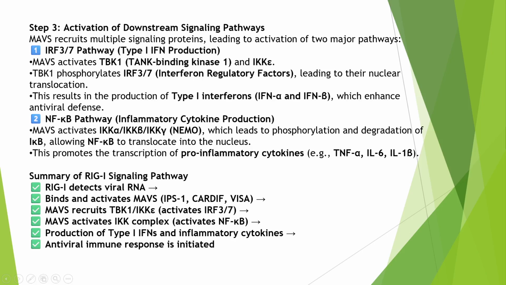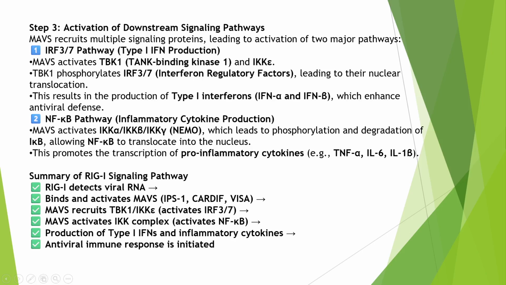And also NF kappa B, in a similar way, MAVS activates IKK alpha, IKK beta, IKK gamma, which then leads to phosphorylation and degradation of IKB. This allows the NF kappa B to translocate to the nucleus, similarly like we saw before. So now NF kappa B gets translocated, and it also starts promoting the transcription factors for pro-inflammatory cytokines. So this will again eventually produce your pro-inflammatory cytokines TNF alpha, IL-6, IL-1 beta.